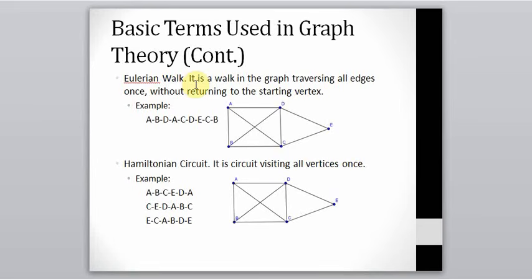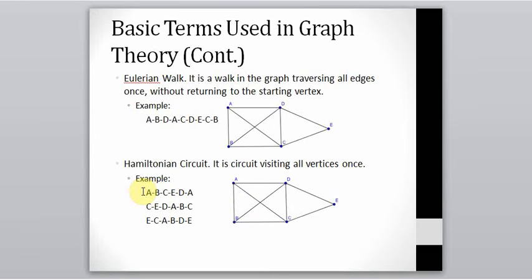So back in Eulerian, it talks about edges, so you need to traverse all edges once. But for Hamiltonian, it talks about vertices, so you need to visit all the vertices once. For this figure, examples of Hamiltonian circuits are these.